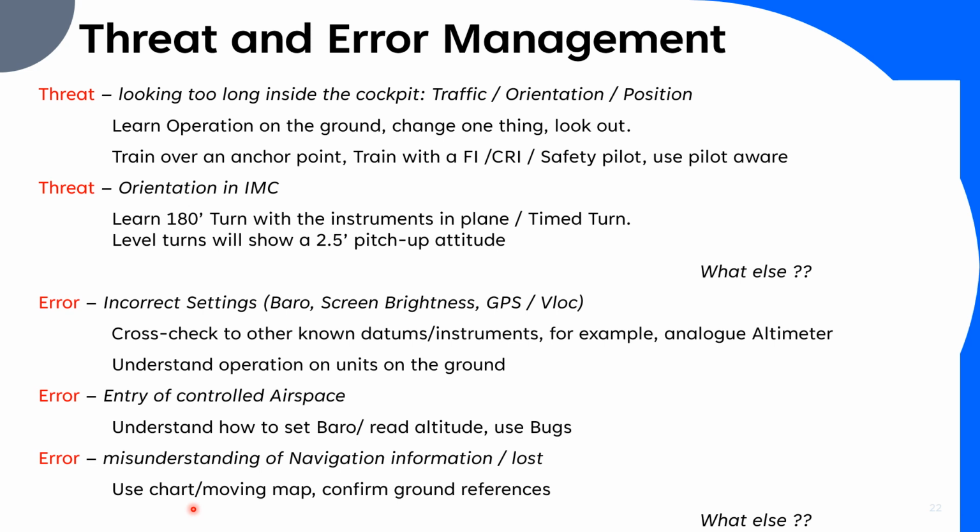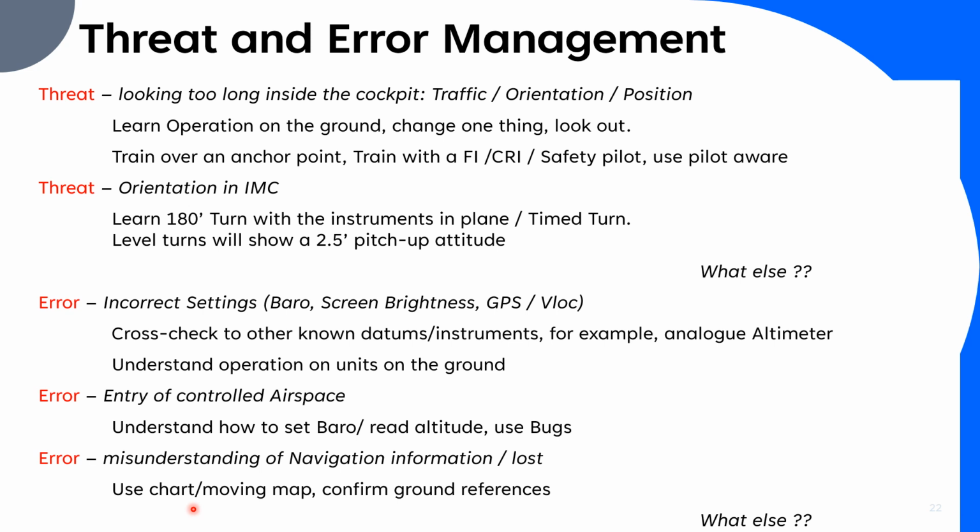Train over an anchor point when you are learning to ensure you don't lose your position and go into controlled airspace, for example. Train with a flight instructor, a CRI or a safety pilot who can look out particularly while you are learning and studying how to use the Aspen. Use Pilot Aware if available.